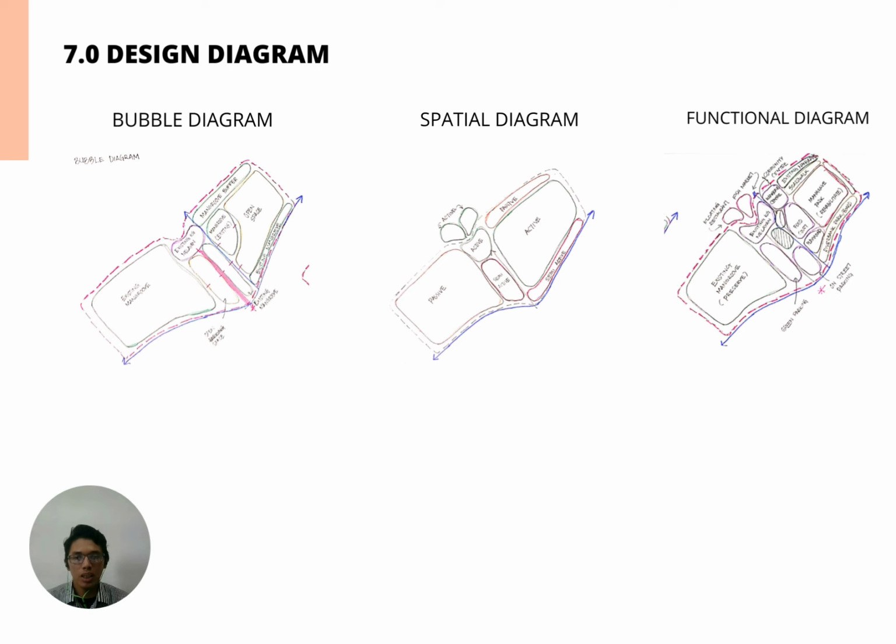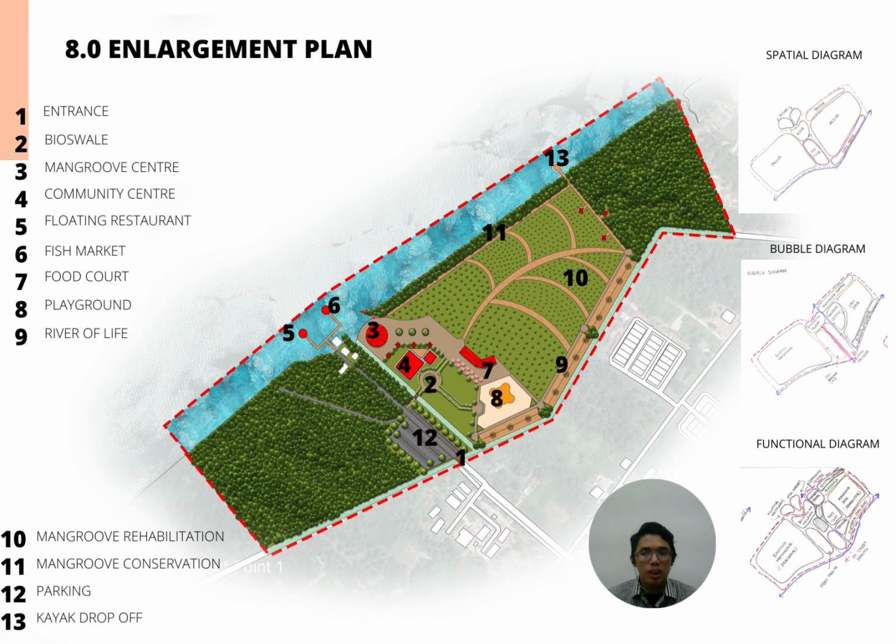For the design, there is green parking on the existing open space near the mangrove area on the southwest of the site. The open space on the north area has also been designed into a mangrove park, food court, and community center. So for my enlargement plan, there are 13 interests. The main nodes in the area are the food court and the fish market, to give some interest to the area.